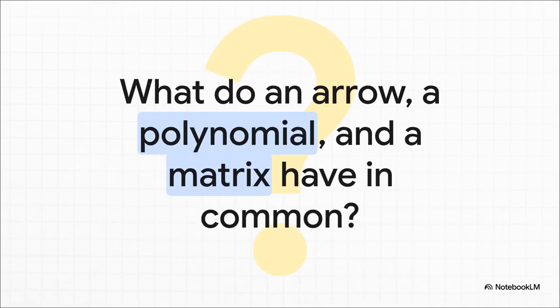So let me ask you this. What do an arrow, a polynomial, and a matrix have in common? I know, it sounds like the beginning of a really nerdy joke, right? But I promise you, by the end of this, you'll see how they're all part of the same exclusive and very powerful club. This question, well, it's the key to everything.